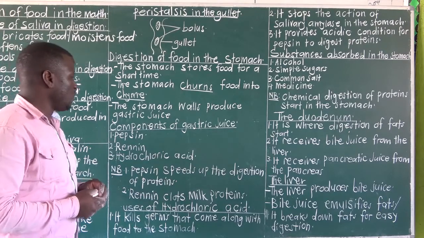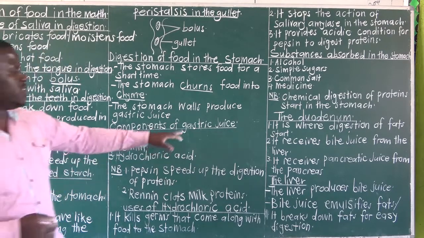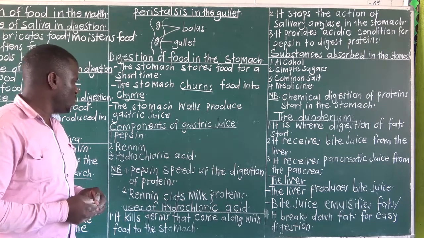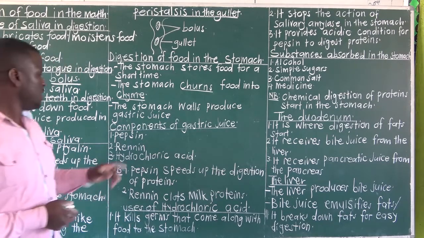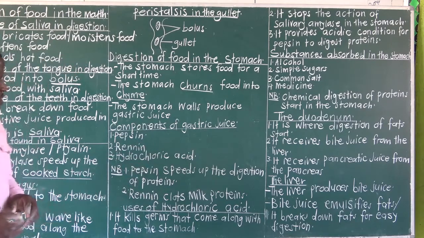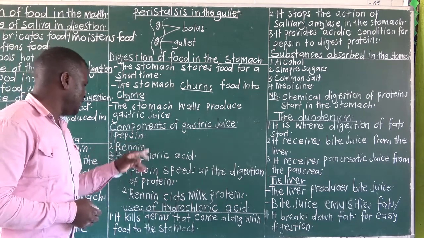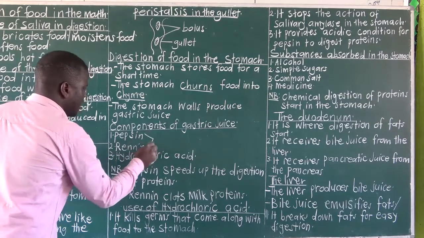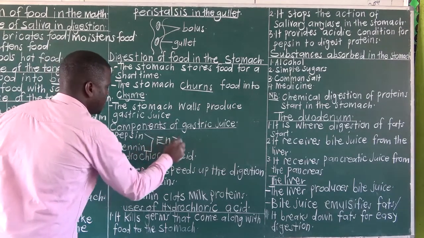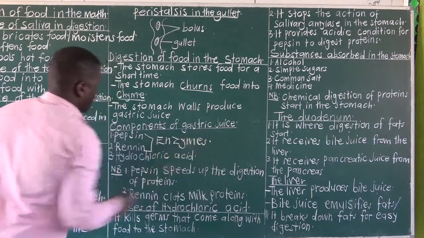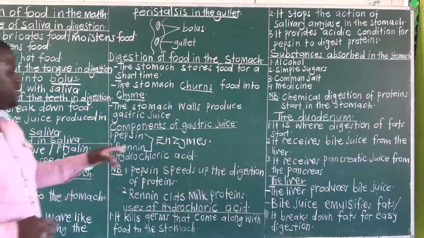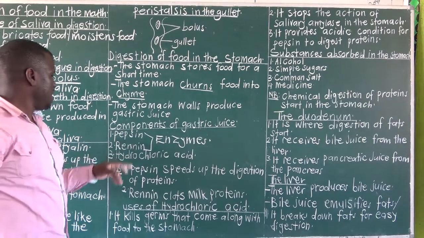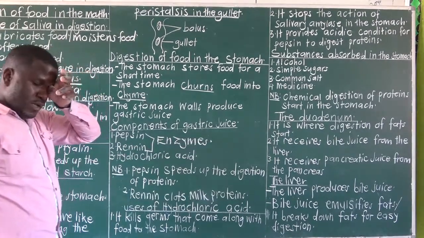The components of the gastric juice. We say this gastric juice is a digestive juice that is produced by the stomach walls. Components of the gastric juice, there are three of them. One, we have pepsin, renin, then hydrochloric acid. Now, pepsin and renin are enzymes found in the stomach.